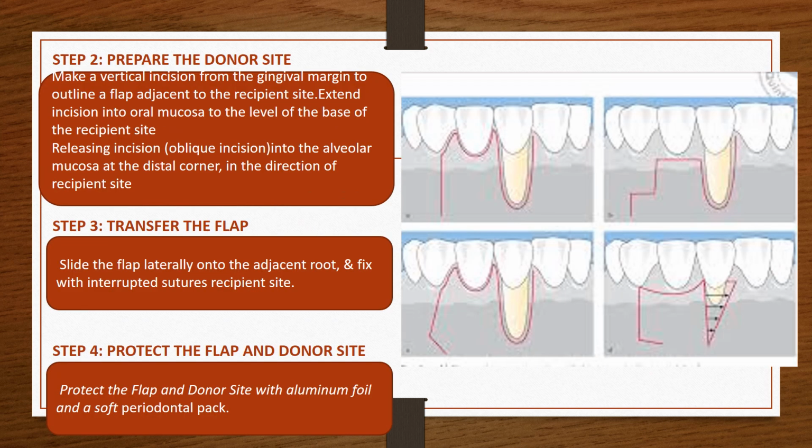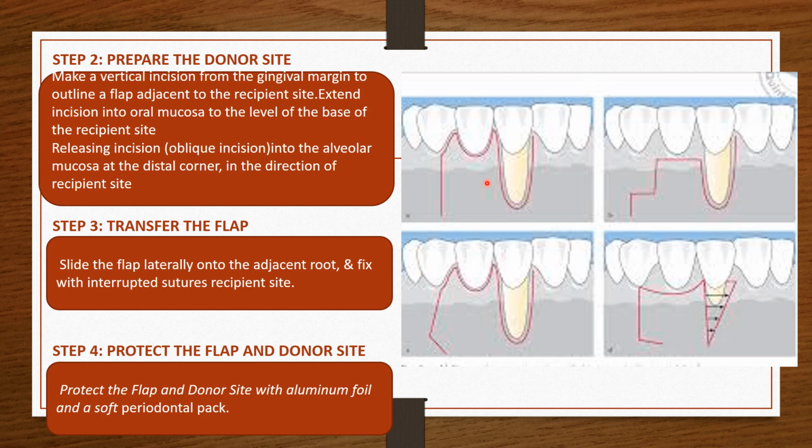Then prepare the donor site. So how can we prepare it? We can make a vertical incision from the gingival margin to outline the flap adjacent to the recipient site. You can see that this area has been denuded, and you can make a wider area involving the papillary area also. Then you can make the vertical incision. So that is preparing the donor site.